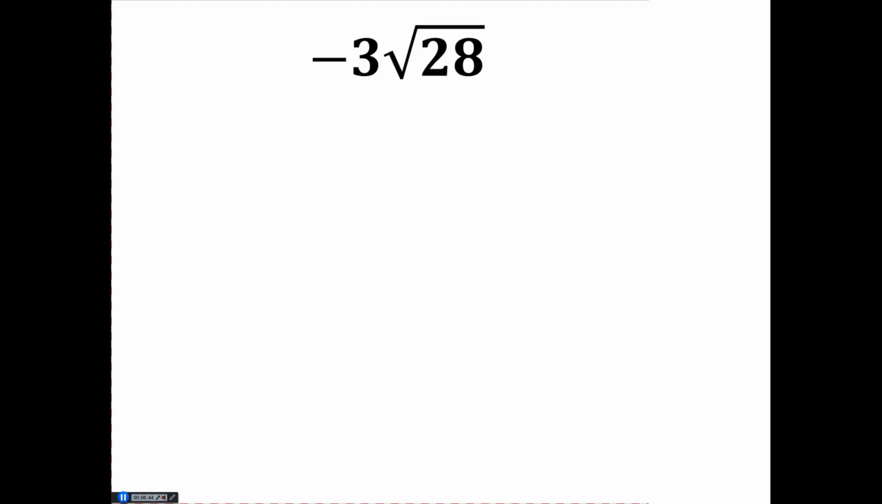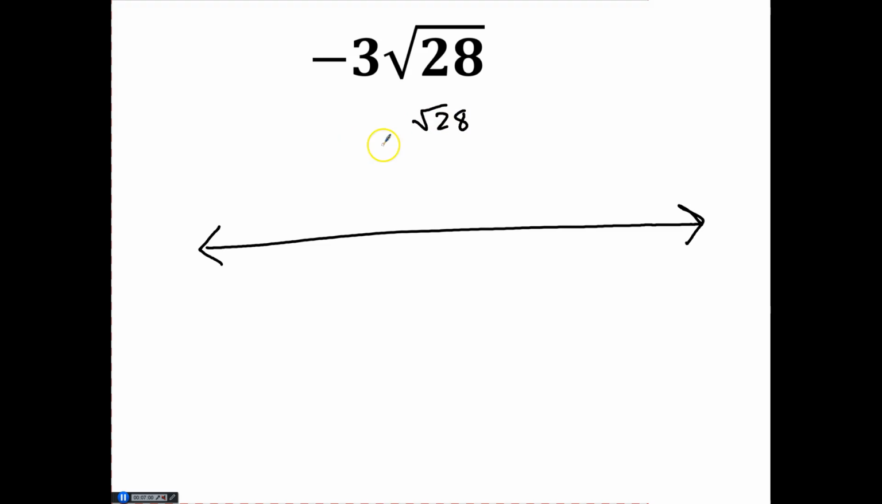And then the last one, what is negative 3 times the square root of 28? And we're going to round to the nearest tenth. And again, when we round to the nearest tenth, we draw a number line. All right, so the square root of 28 is between what? Let's figure out. So square root of 28, where are you at? So to the left of the square root of 28 is this perfect square of what?